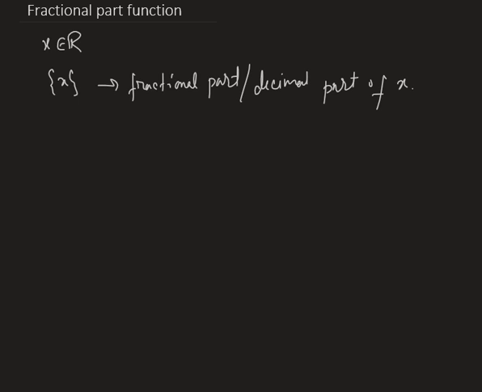For example, curly braces of 3.45 is equal to 0.45. That is the fractional part. So we can write that f of x equals x in curly braces for all x belongs to R.